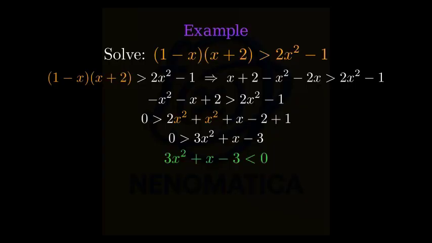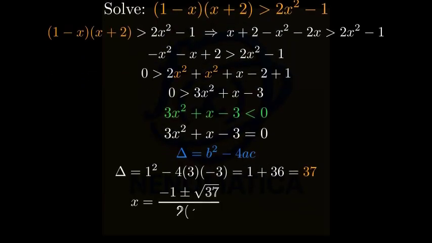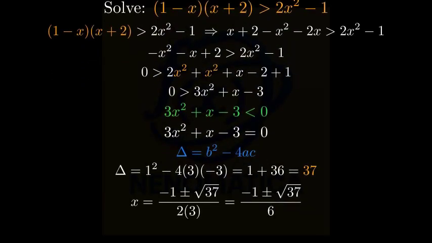Step 2. Find the roots of the associated equation. Set 3x squared plus x minus 3 equal to 0. Compute the discriminant delta equals b squared minus 4ac. Here, a equals 3, b equals 1, c equals negative 3, so delta equals 37. Apply the quadratic formula to get the two critical points.